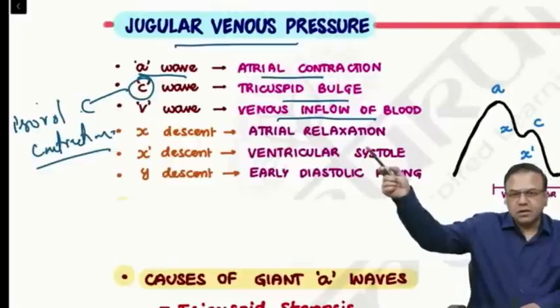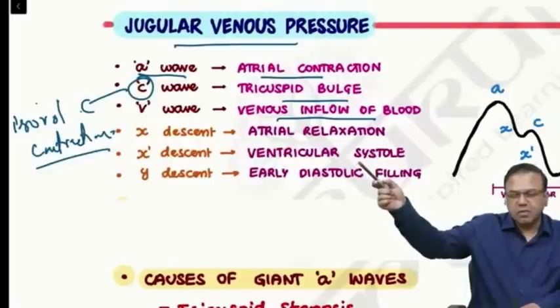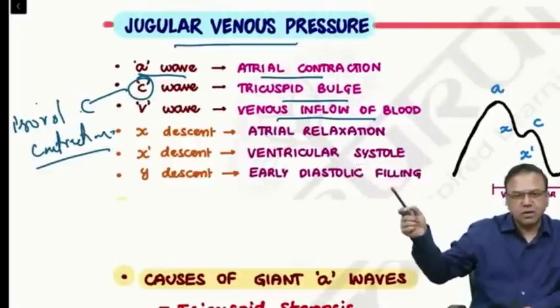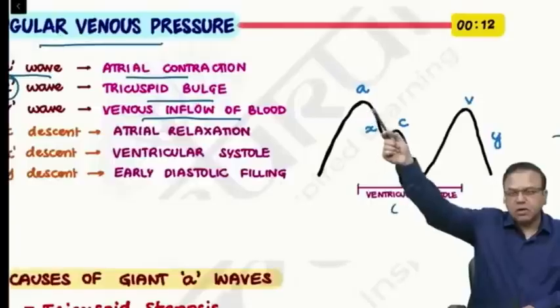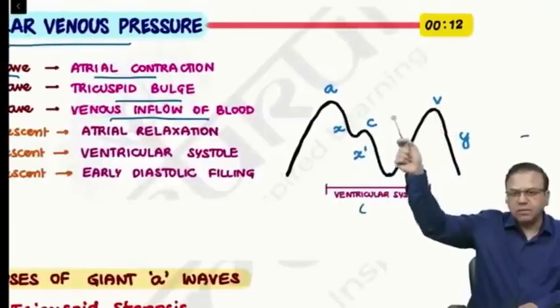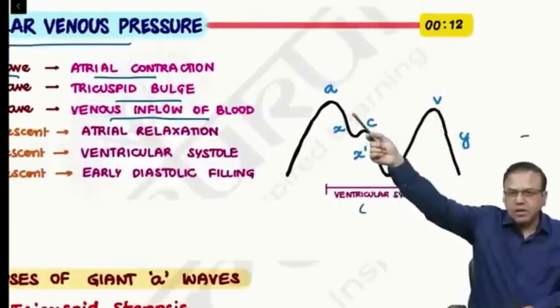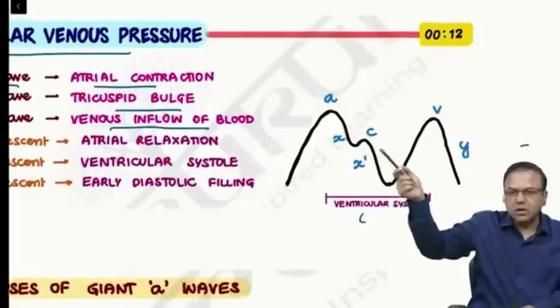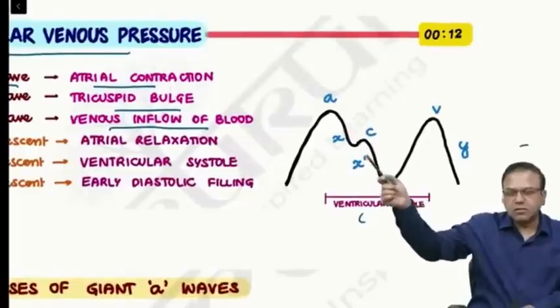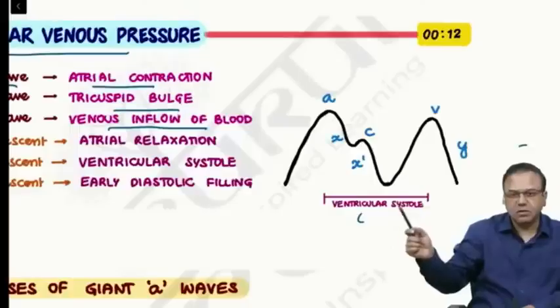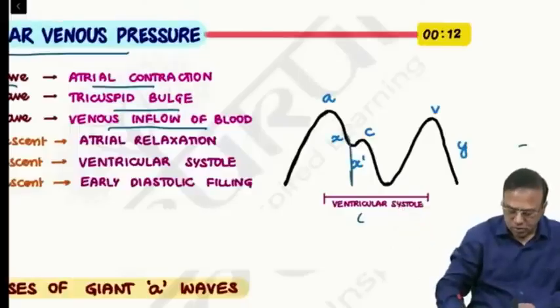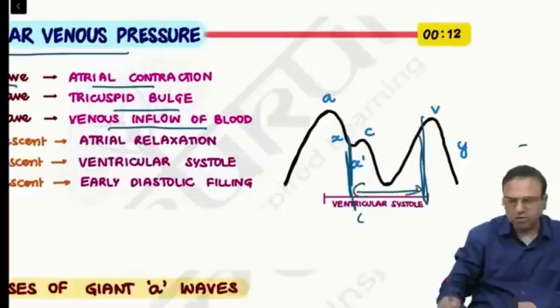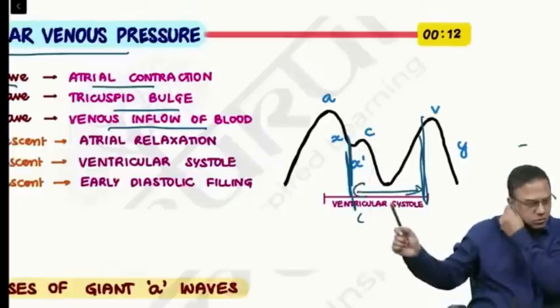X descent is atrial relaxation, X prime rather is ventricular systole, and Y descent is early diastolic filling. So A is atrial contraction, V is venous filling, C is tricuspid bulge. Initial X descent is atrial relaxation. This major part of X descent that you're seeing is called X prime and it occurs in ventricular systole. So ventricular systole starts from here and goes all the way from here. Okay, this is the duration of the ventricular systole.